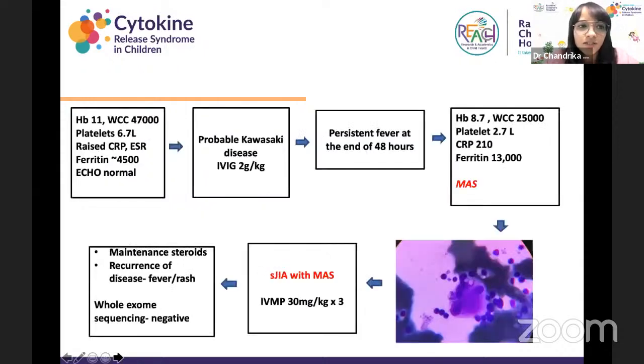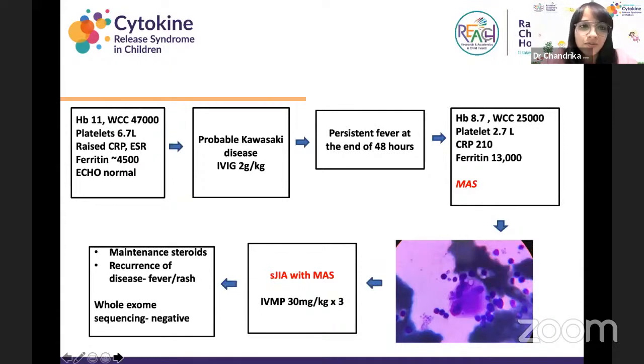So when she came to us, initial labs, her hemoglobin was borderline at 11 grams per deciliter. She had a very high white cell count of 47,000 with a neutrophil percentage of 80%. Platelets were 6.5 lakhs. CRP and ESR were quite high. CRP was in hundreds and ESR was 90. Ferritin was going up. It was 4,500. And her echocardiogram was normal.